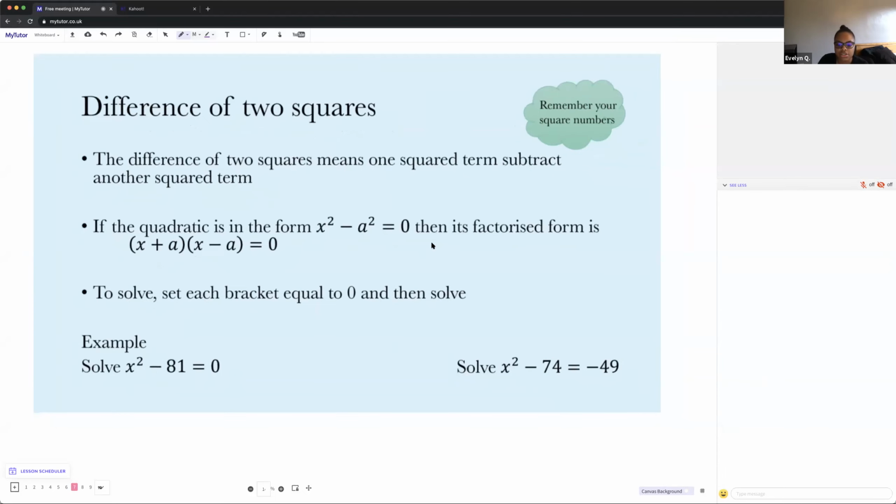It does change depending on how everyone's doing in that year. So I will answer a few more questions after I go through this difference of two squares part. So again, everyone needs to know this one as well.